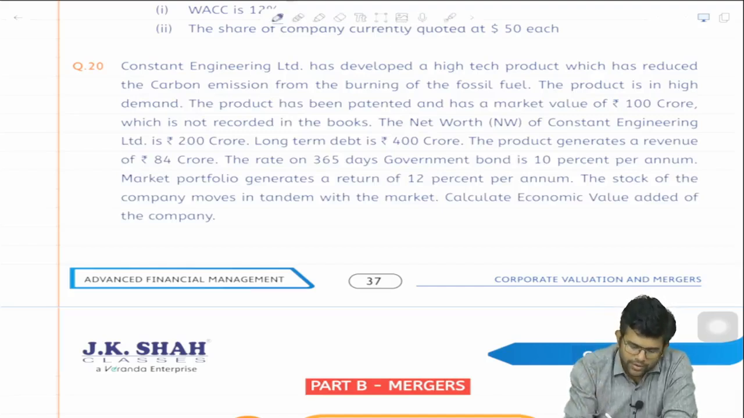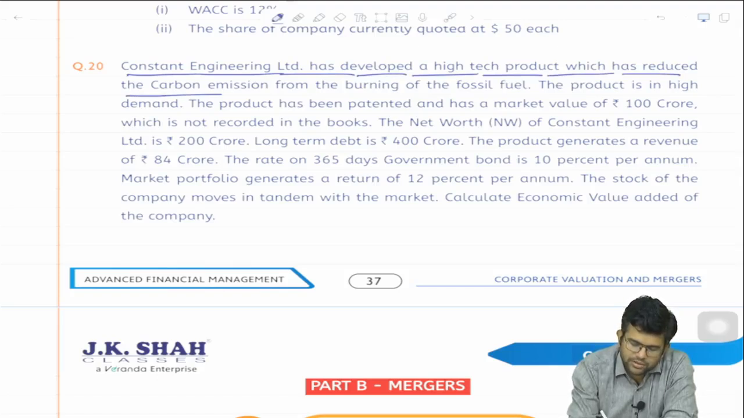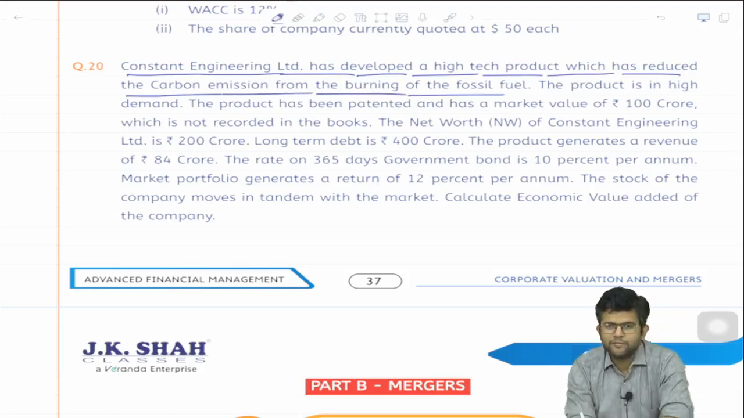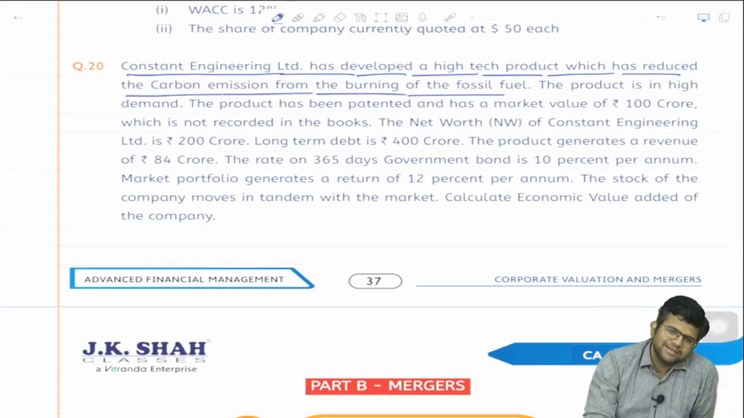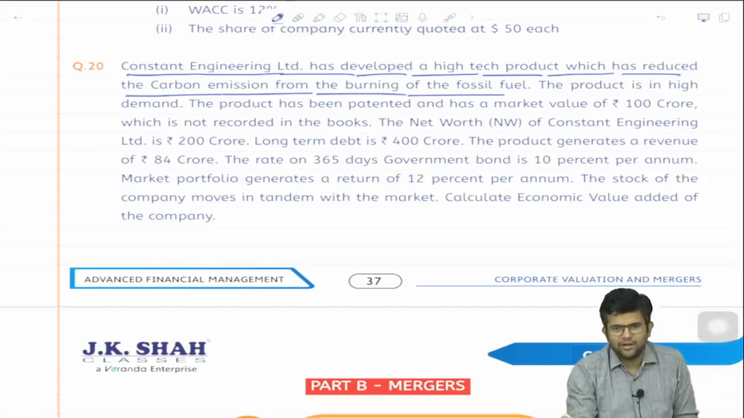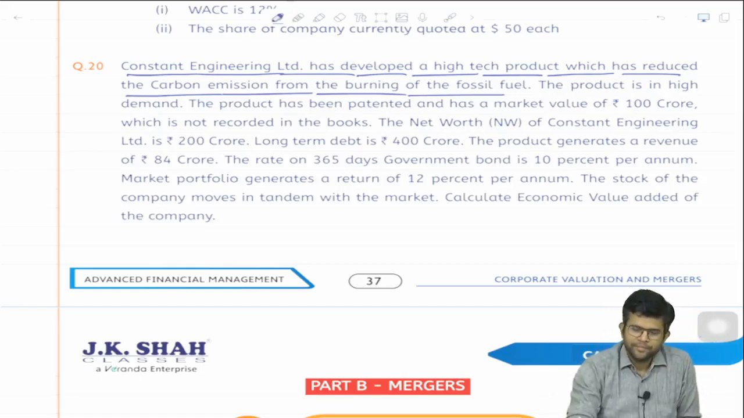Okay. Constant Engineering has developed a high-tech product which has reduced carbon emission from the burning of fossil fuel. This line is as irrelevant as the pimples line earlier. You're understanding now? Forget it. Let's go ahead. The product is in high demand.